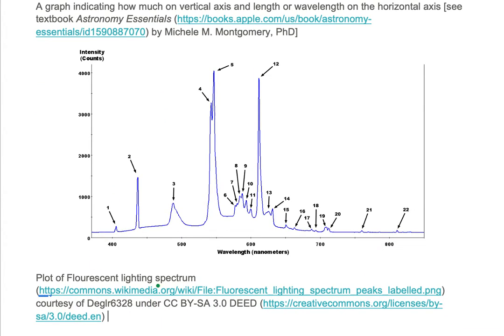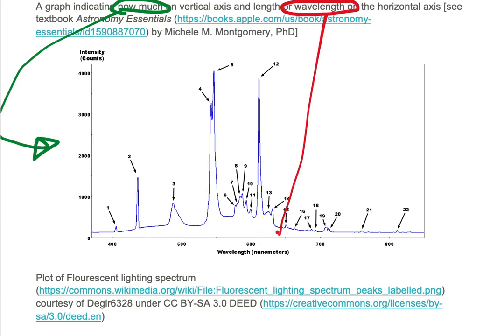Here we're looking at a plot of a fluorescent light spectrum. On the vertical axis, we're looking at intensity, or how much, which is in units of counts. On the horizontal axis, we're looking at, in this example, wavelength in units of nanometers. We have a spectrum which indicates that there are certain particular elements emitting light at particular wavelengths.